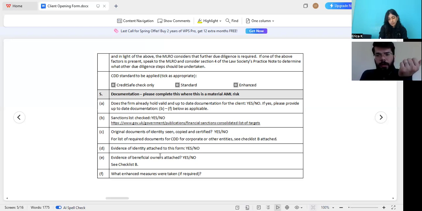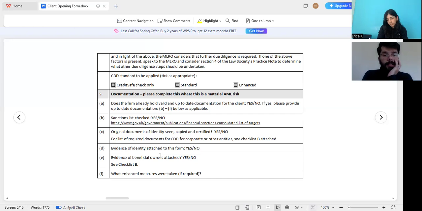Now, if you've got an AML risk, does the firm already hold valid and up-to-date documentation for the client? Again, as I said, if it's a returning client or if it's a client introduced by a partner of the law firm, you can just see if you've got up-to-date documents such as ID documents, bank statements, and all of these kind of documents. If yes, please provide up-to-date documentation below as applicable.